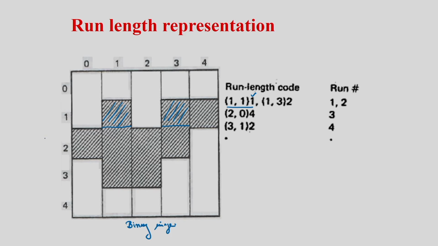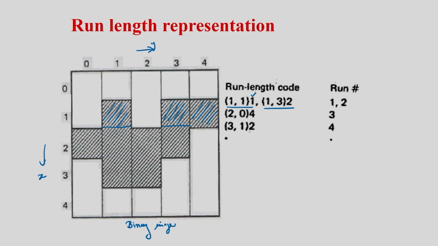This is the x direction, and this is the y direction. So the x coordinate is 1 and the y coordinate is 3. So the next pixel is 1, 3, and how many times is it repeated? It is repeated twice. So 1, 3 is repeated twice.